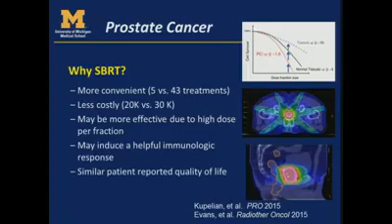Great. Last little module here. So prostate cancer SBRT. Why SBRT for prostate cancer? Well, as you've heard, it's a common theme. It's more convenient. It's 5 versus sometimes 43 treatments or more, so far more convenient for patients. Less costly as well, usually on the order of $20K versus $30K, so less cost to the patient, less cost to society as well. Theoretically, it might be more effective due to high doses per fraction and the low alpha/beta that's been theorized for prostate cancer. It may induce a helpful immunologic response, maybe for prostate cancer, maybe for other cancers as well.